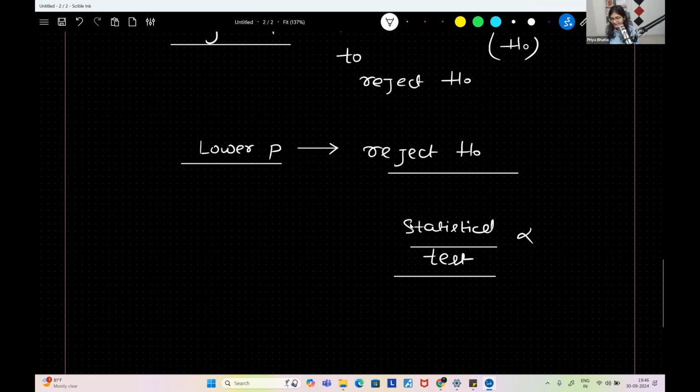And let's say you are saying that your P value is bigger, in this case, I'm saying that you will simply fail to reject the null hypothesis. If it is smaller, then in that case, you will reject the null hypothesis.